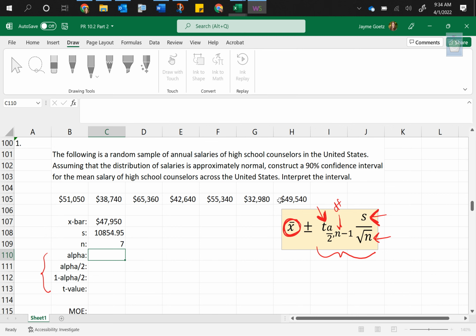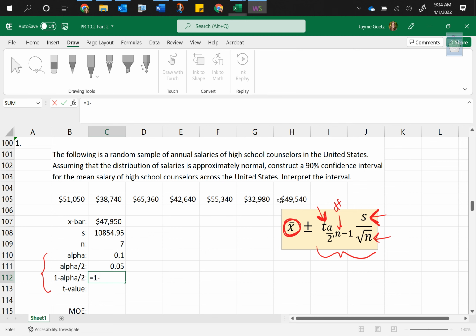Now, alpha, who remembers where we find the alpha from? Okay, we look at the confidence interval. The confidence interval is 90%. My alpha, or level of significance, is what's left of that. So if 90%, 0.9 is my confidence interval, what's my alpha? 0.1, very good.